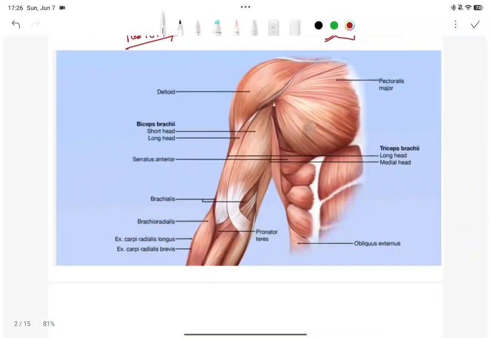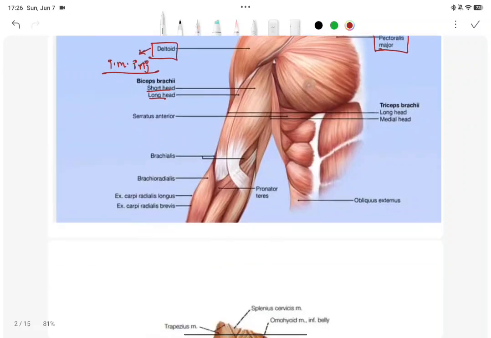So this is the biceps brachii. As I already said, it has 2 heads, short head and long head, and it is inserted into the radial tuberosity, which is discussed later. This is the pectoralis major, which is the main muscle of the chest. So this is the deltoid, where we prefer the IM injection.